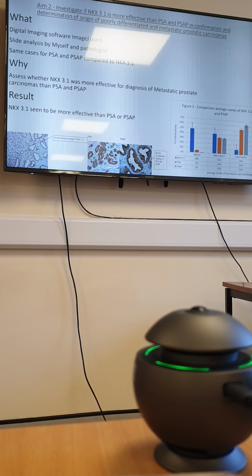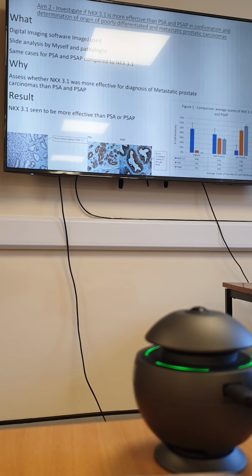Basically the same cases were tested, so I had the 31 cases we used previously, and we then tested them with PSA and PSAP, and the results, as you can see, were quite conclusive. The strongest staining was quite considerably higher, and that's the cellular positivity. The majority of the cells we expected to come up with NKX did come up with NKX, whereas the staining for PSA and PSAP was just wimpy and useless and didn't really come up very well.